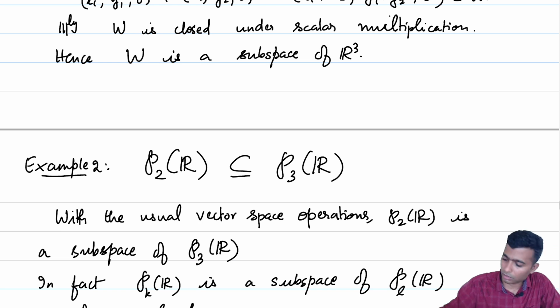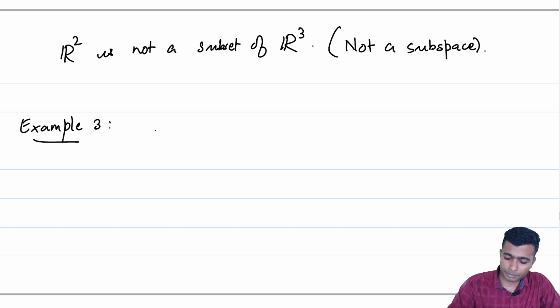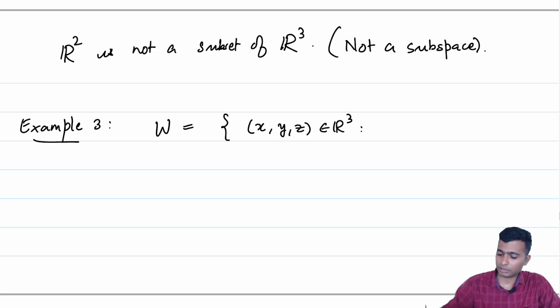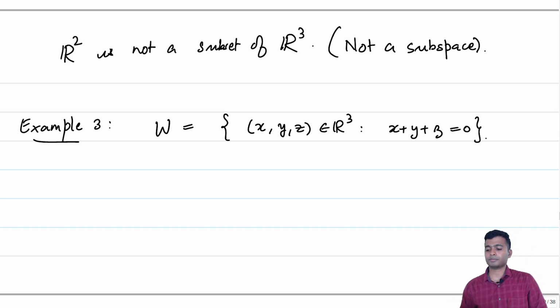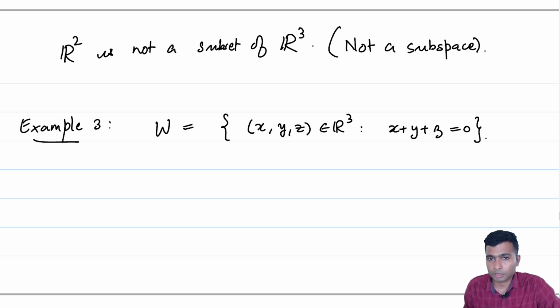Let me give numbers. Example 3. I would like to consider the set of all x, y, z again in R3 such that x plus y plus z is equal to 0. So, for example, 1, minus 1, 0 is an element of W, or 1, 0, minus 1 is an element of W. 2, 3, minus 5 is an element of W, and so on. I would like to claim that W is a subspace of R3.